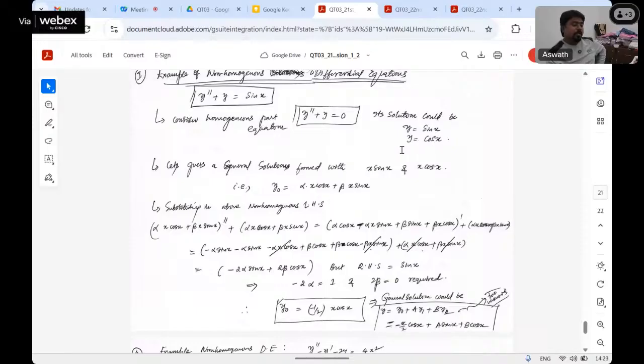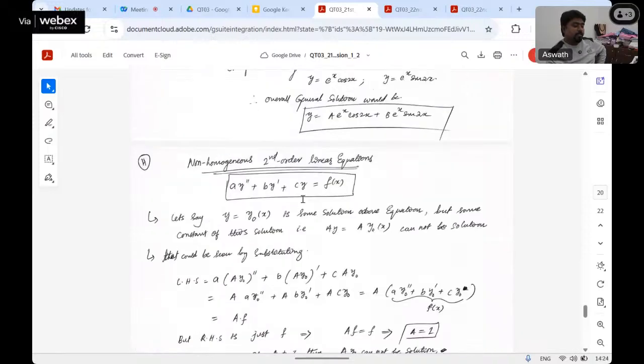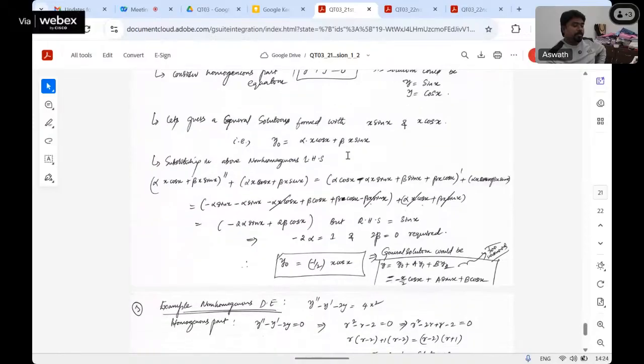So I'll start with one solution sine x, another solution cos x. I'll take a generic solution for the entire differential equation as y naught equals alpha x cos x plus beta x sin x. I'm just starting with y naught, just guessing here. I don't know what alpha and beta are, so I want to find alpha and beta.